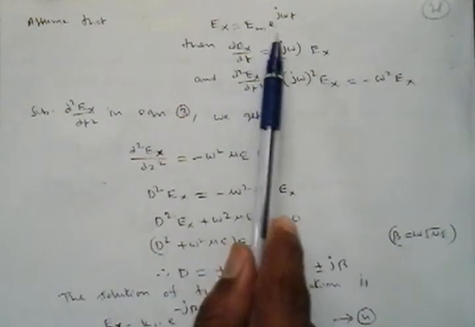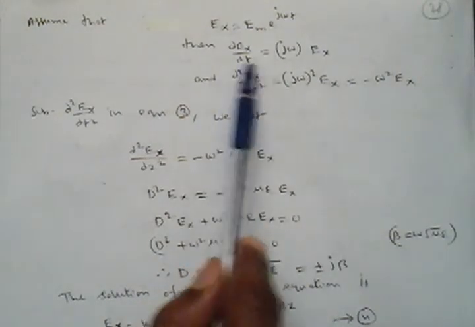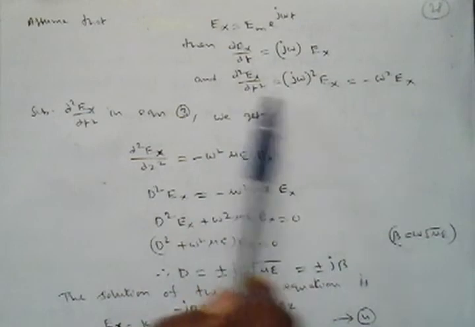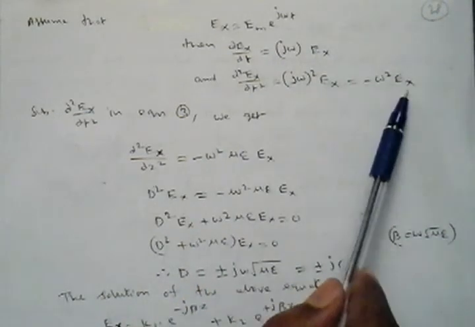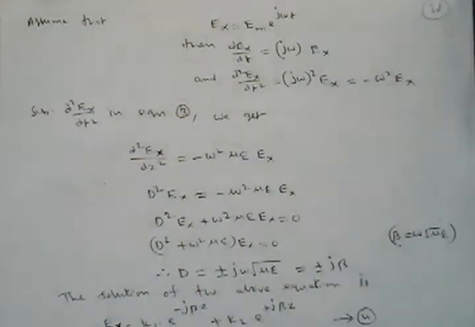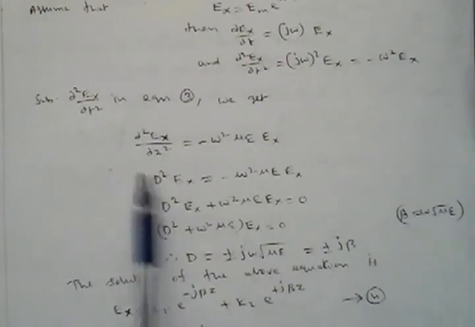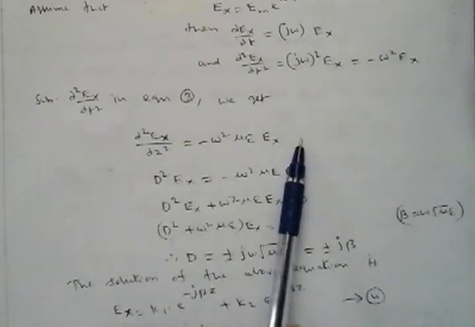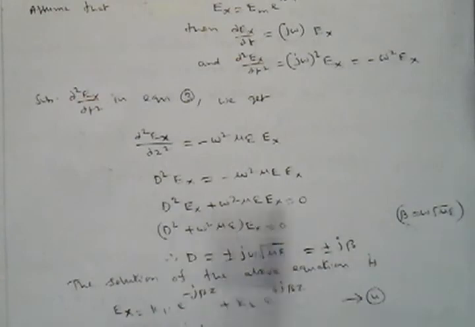Next, Ex is equal to Em e power j omega t. Then take the differentiation, again differentiation. Finally we get minus omega square Ex. Substitute this in equation 3. Then you will get dou square Ex by dou z square equal to this. So finally we get the second order differentiation term, D square plus omega square mu epsilon Ex. So D in this case is plus or minus j omega square root of mu epsilon, that is plus or minus j beta, where beta is equal to omega square root of mu epsilon.